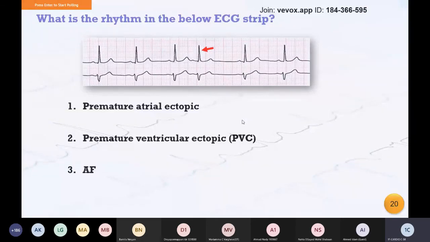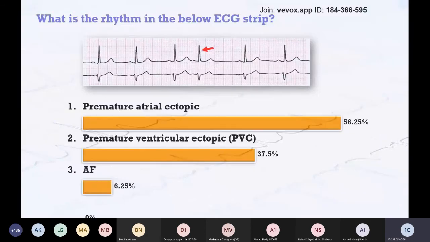So what do you think of this one? Is it premature atrial, is it premature ventricular, or AF? First of all, AF, no P wave, so we can rule it out. PVCs or PACs? Is it premature atrial contraction or premature ventricular contraction? See the answer. So it's almost 50-50, 56%. This is exactly the same shape like the sinus. That's why we call it premature atrial contraction. So we will see the difference in a while.